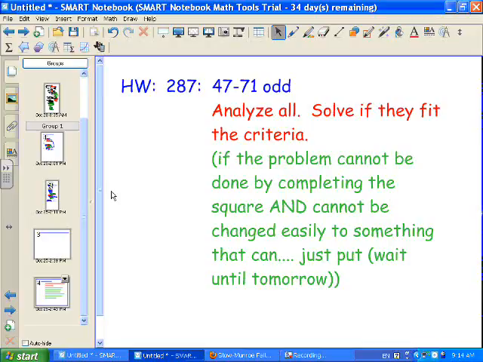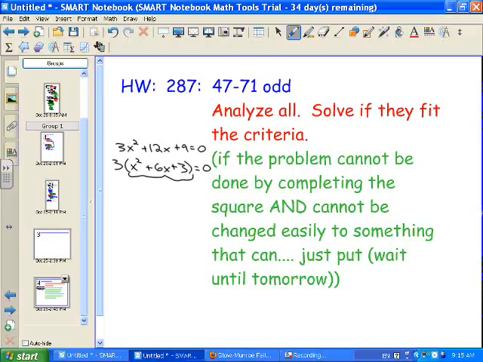And what I mean by saying you can't easily change it into something that can be done is, like, if it's 3x squared plus 12x plus 9 equals 0. Now, a 3 comes out of all of those, right? So if I pull a 3 out, I'm going to get x squared plus 4x plus 3 equals 0. If I'm just looking at this, is my leading coefficient 1? Yes. Is my leading coefficient positive? Yes. Is my b term even? Yes. We can do this one.